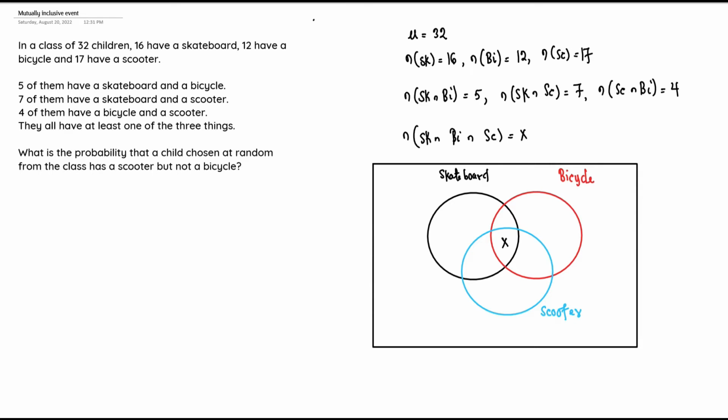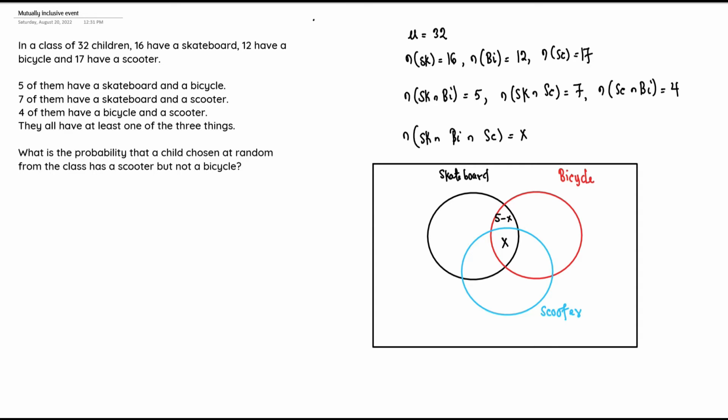So this region right here represents the number of students that own both the scooter and the bicycle. But as you can see, we already have x taking a fraction of that region, so that means the number of students that own the scooter and bicycle only is going to be equal to 5 minus x. Very important. So the next detail is the number of students that own the scooter and the skateboard.